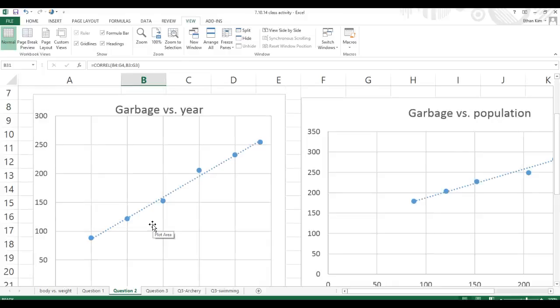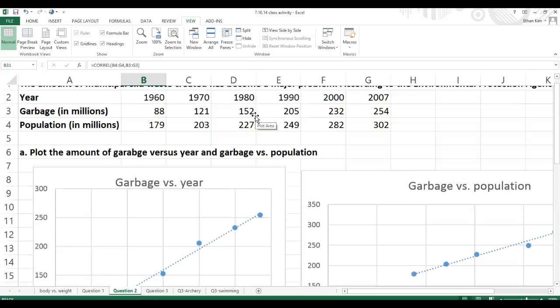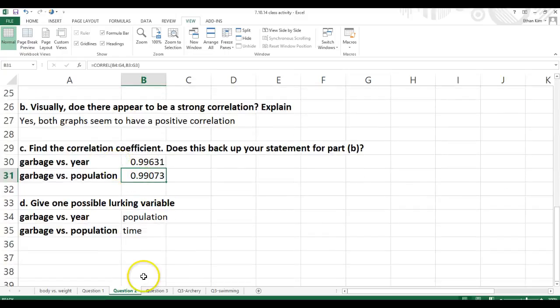And although we're not talking about the numerical measurement of the relationship between year and population, when we are making a conclusion, we have to mention that there seems to be a relationship between year and population. Right, so that was that.